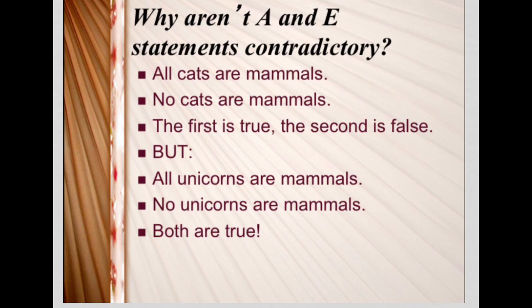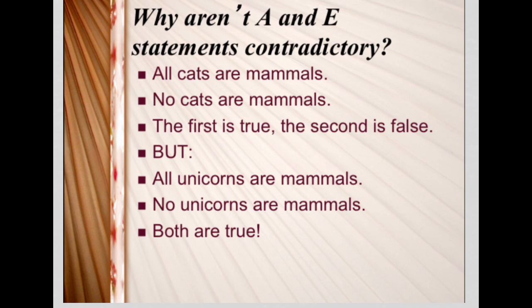So in the second example, let's have our subject be unicorns and our predicate term be mammals, right? So all unicorns are mammals. So remember what all means. It means if there was such a thing as a unicorn, it would be a mammal. And that is true, right? Because a unicorn is essentially a horse with a horn. A horse, you know, it has live young, it has hair and so forth. So a unicorn then would be a mammal.